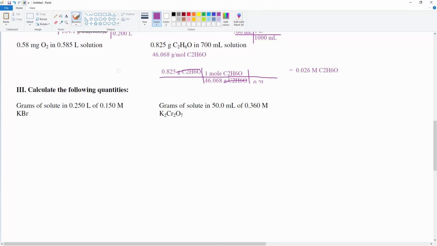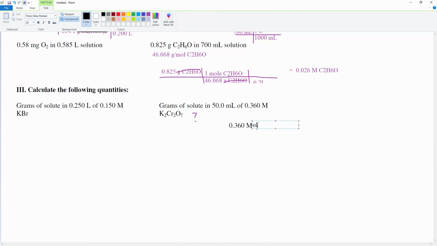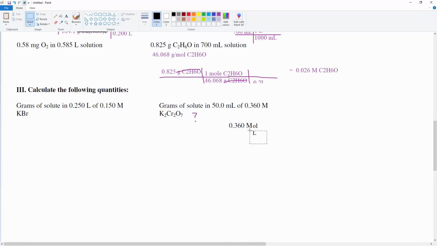How would I solve this guy? Okay. Oh, perfect. I'm so glad that that was the first thing that you did, Sarah. Sarah says the first thing I'm going to do is remind myself that that little guy is moles over liters. Excellent. Because I'm going to need that.